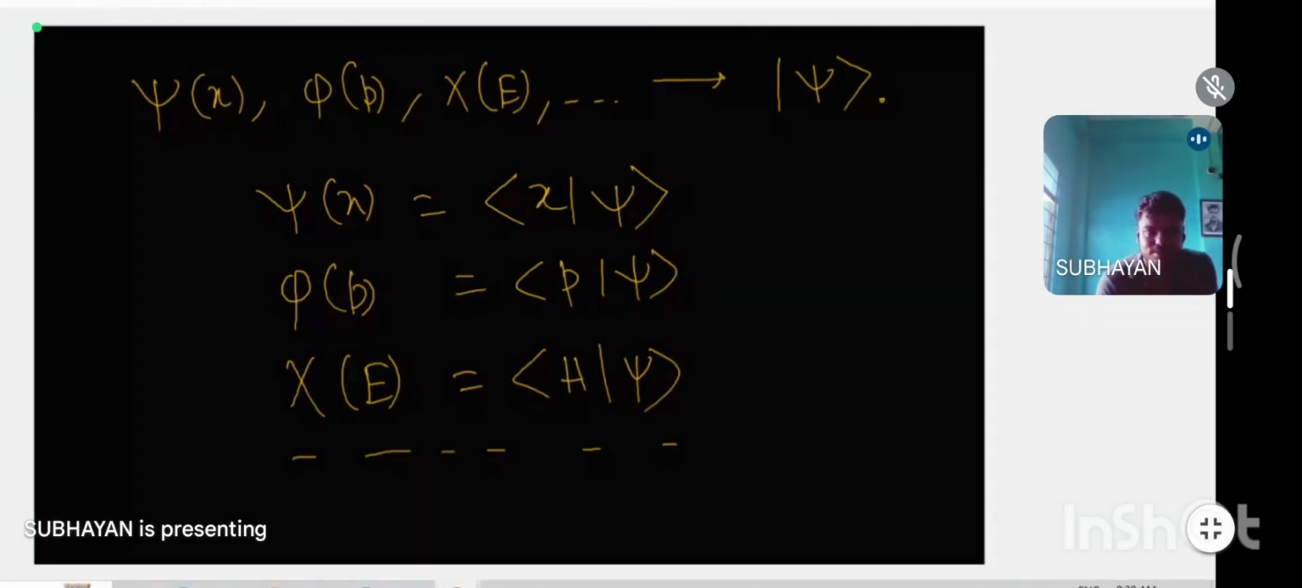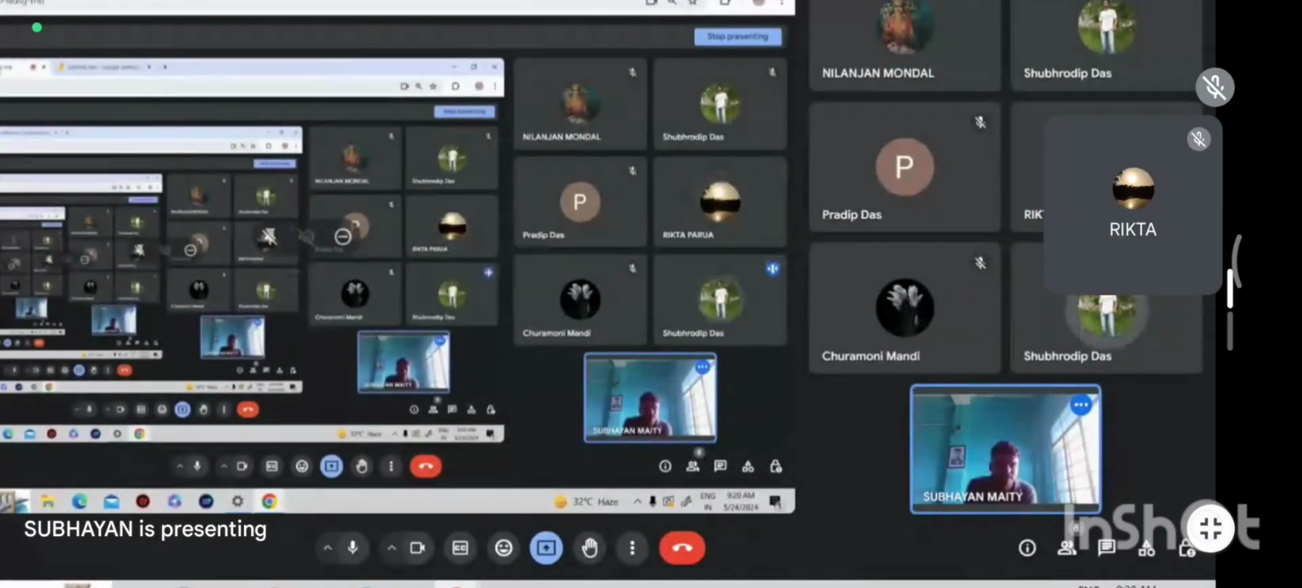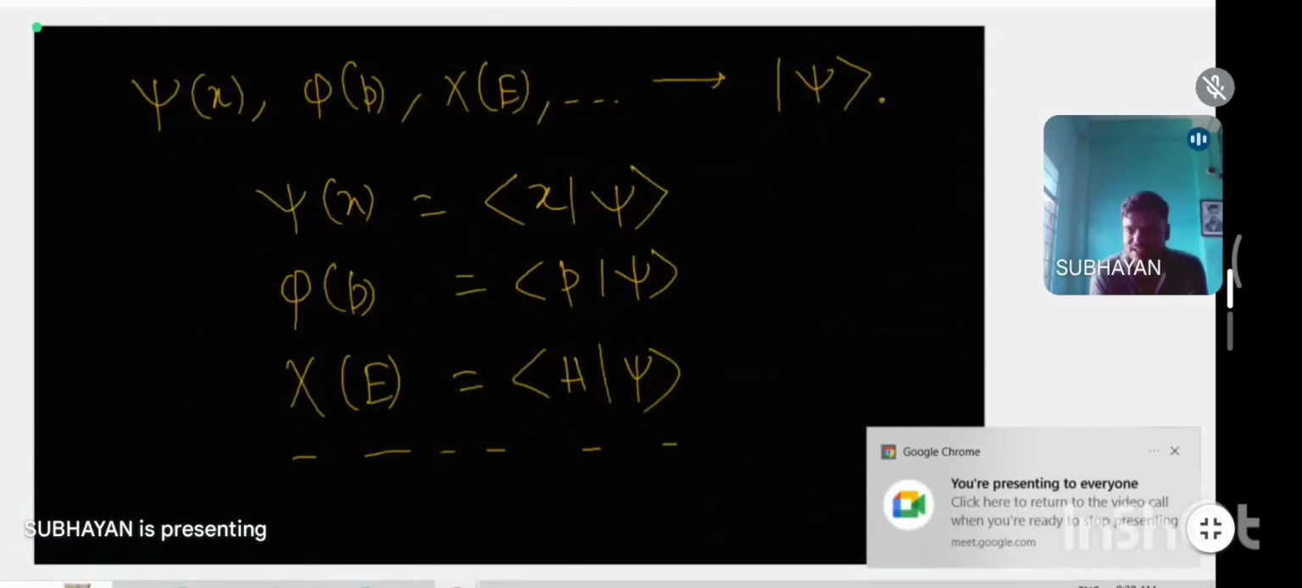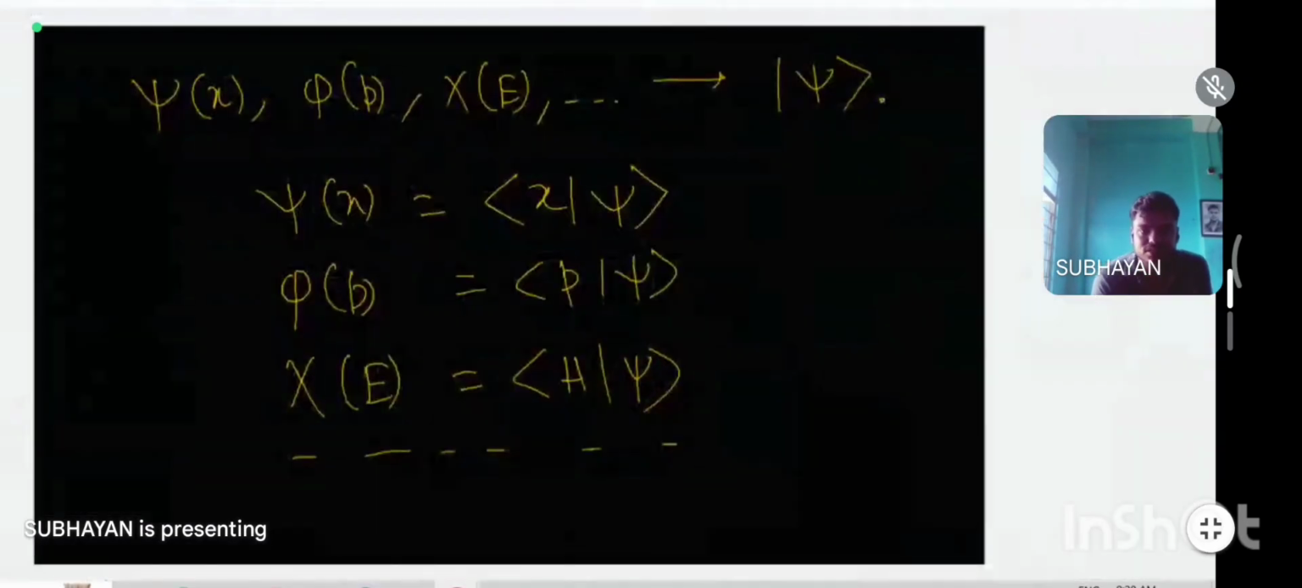Okay, এবারে বোঝা গেছে তো? এবারে বোঝা গেছে? Yes, sir. Okay. So this is the general way of representation. It is called the abstract representation.